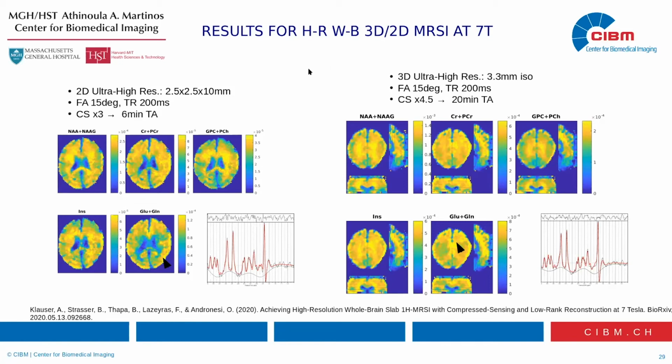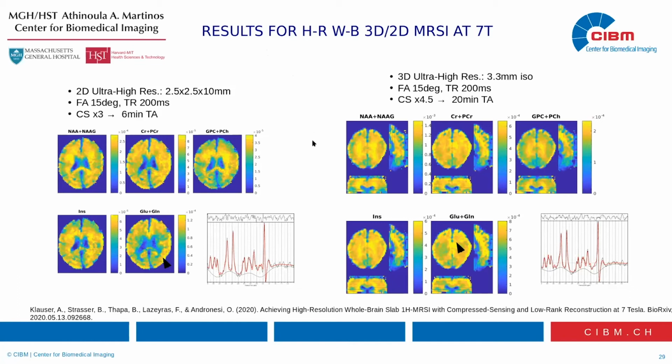The only difference is that now we can push the resolution even further. Due to the fact that the resonance frequency at 7 Tesla is higher, we can even reduce the TR and keep the resolution per ppm the same. We acquired these 2D and 3D data sets at a lower flip angle than at 3 Tesla and at higher resolution. So we talk about ultra high resolution in this case: 2.5mm in-plane resolution and 3.3mm isotropic resolution, with about the same acquisition times as in 3D, say 6 minutes and 20 minutes.